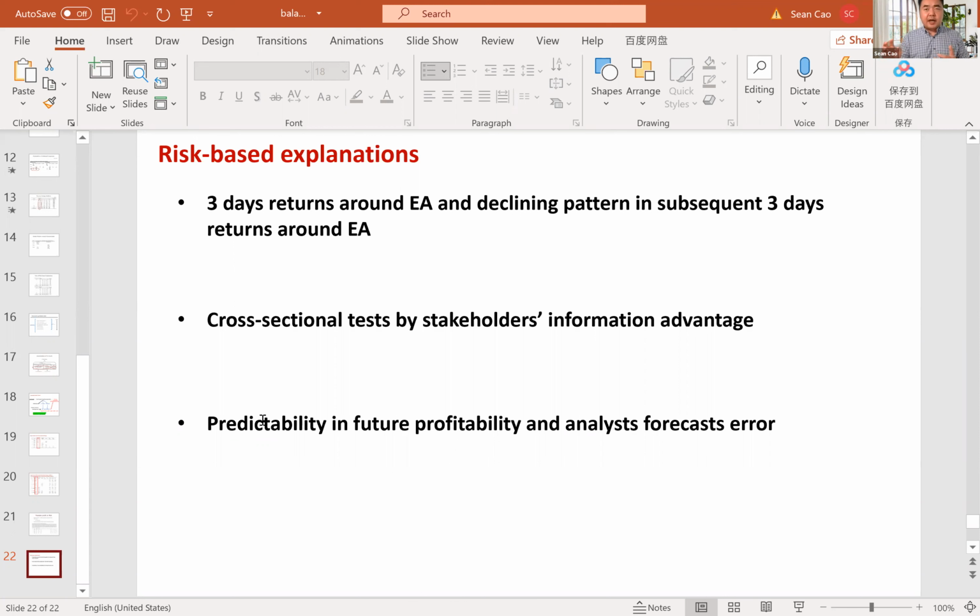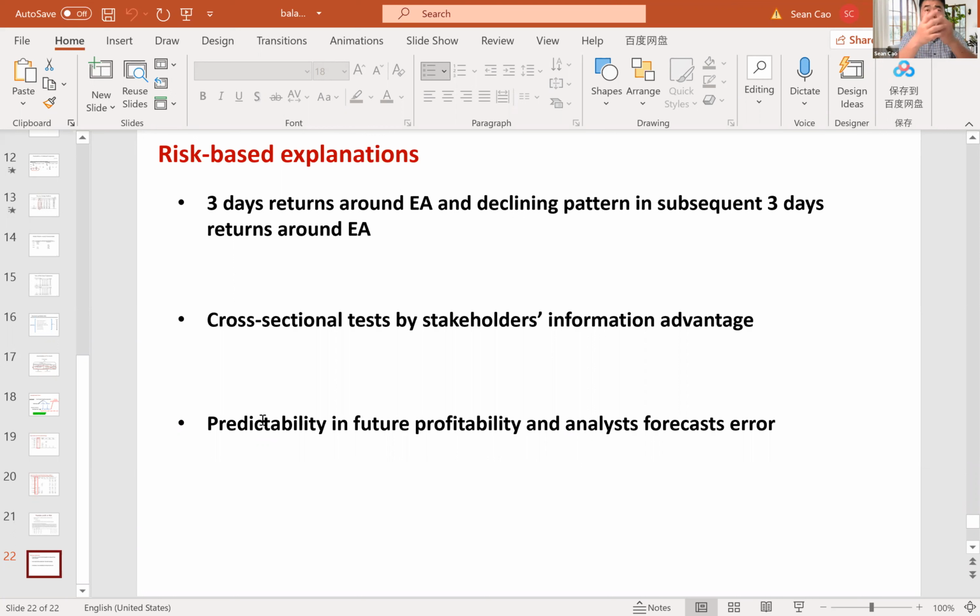If stock analysts do not incorporate the information you have into their forecast, that means you are knowing something analysts do not know. If you are knowing something analysts do not know, there's a good chance you're knowing something the whole market does not know. That's the idea, to show this is the trading profit, not risk. This is one approach.